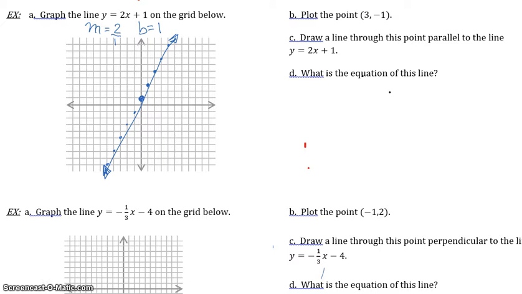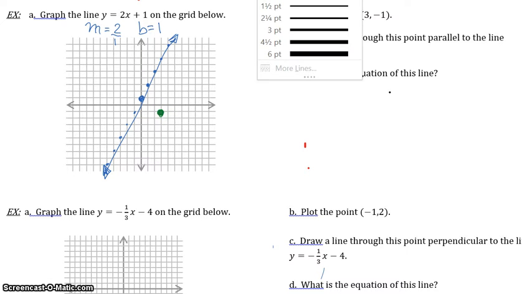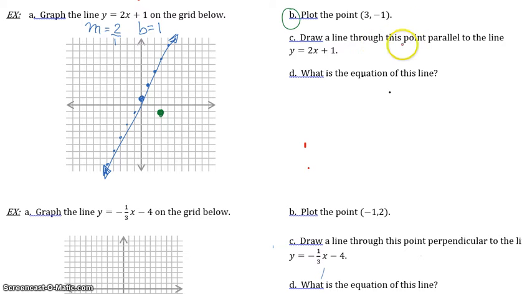Okay, so part B says to plot the point 3, -1. So if I go over 3 and down 1, I have plotted the point 3, -1. Part C says to draw a line through this point parallel to the line that we already graphed. Since they're parallel, they have to have the same slope. So the slope is also going to be 2. From the point that we just plotted, we are going to go up 2 over 1 all the way across our graph. And they should, again, be parallel, so they should not intersect.